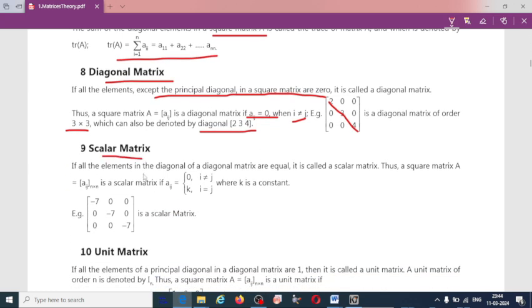Scalar matrix. If all the elements in the diagonal of a diagonal matrix are equal, it is called a scalar matrix. Thus we can define it with the example here: element Aij is equal to 0 if i is not equal to j, and equal to k if i is equal to j. K is a constant. The example is a 3 cross 3 scalar matrix in which the diagonal elements are all the same.